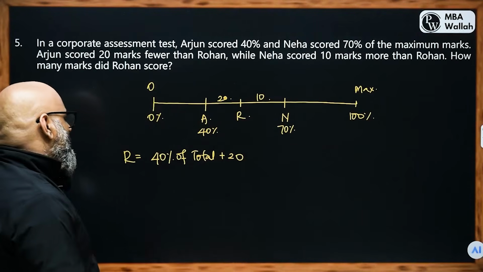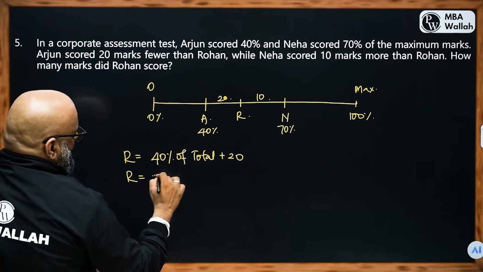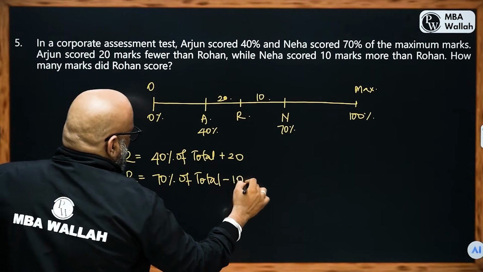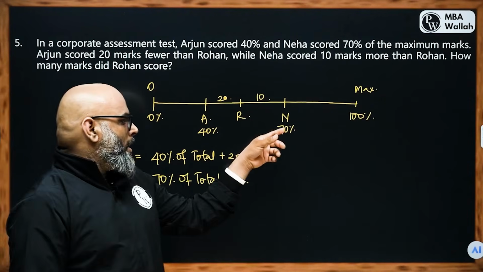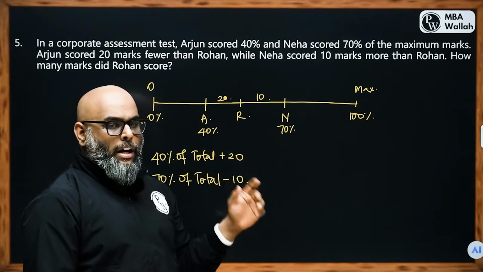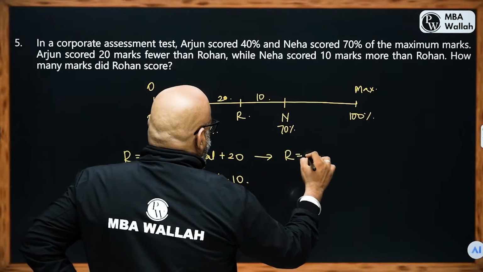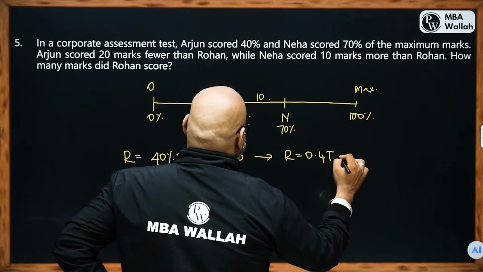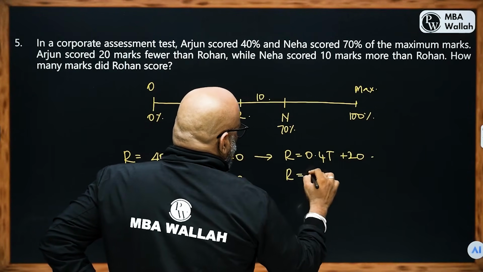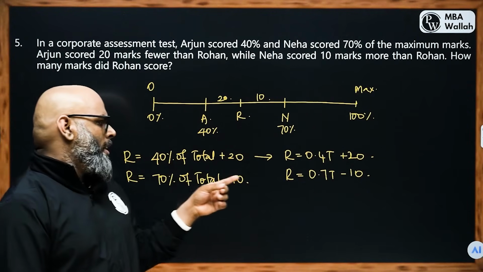That's Rohan. Whereas in the second case, Rohan is equal to 70% of total minus 10. Neha, whatever Neha value is, reduce 10 from it, you get Rohan. What is Neha? 70% of the total. From here, we can clearly say R is equal to 0.4 T plus 20. R is equal to 0.7 T minus 10. 40%, I am writing it as 0.4 T.